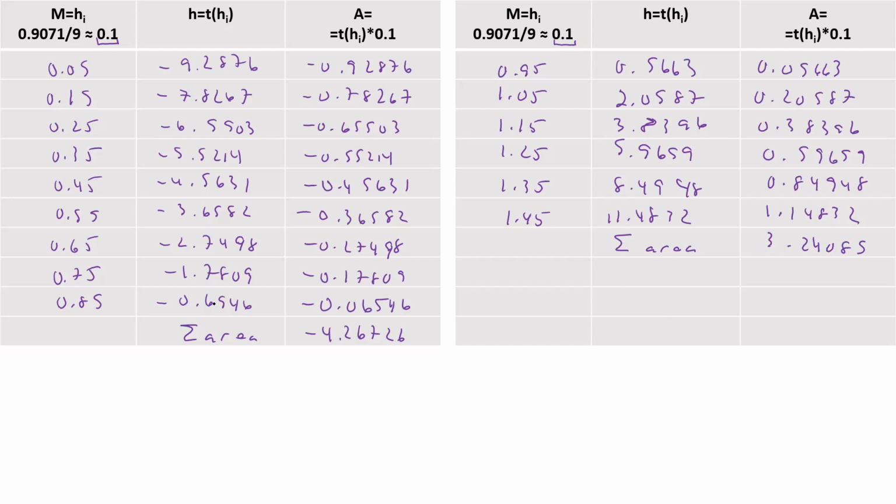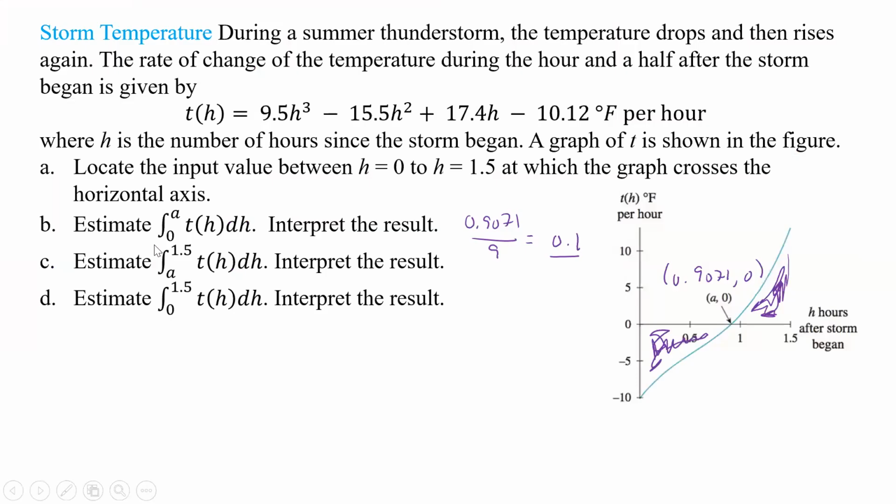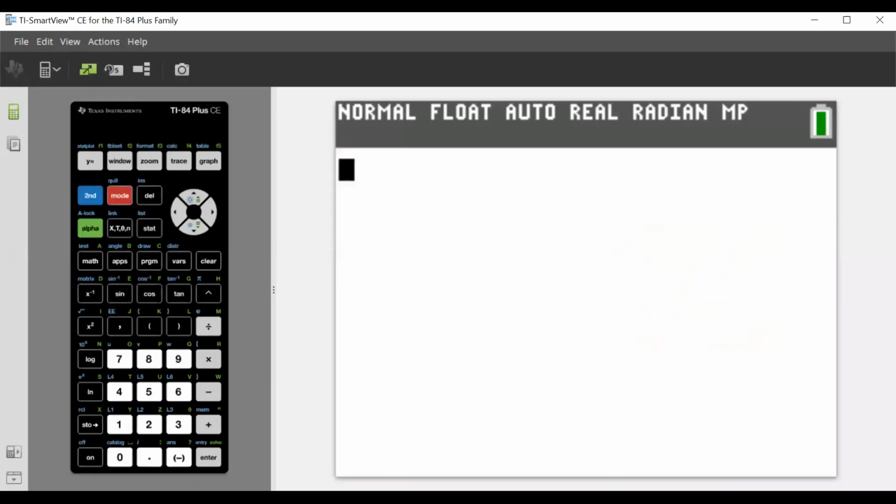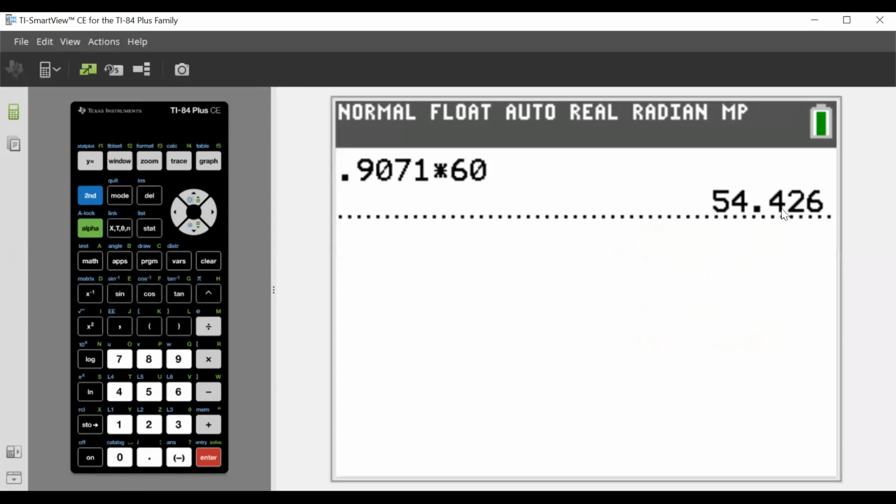All right, so from basically 0 up to this point in time. Now, we should probably figure out what that point in time is. So let's go back to our calculator. And so we had 0.9071, and it's per hour. So if we take that times 60, we get 54.4 minutes. So if we round that, that's going to be 54 minutes.